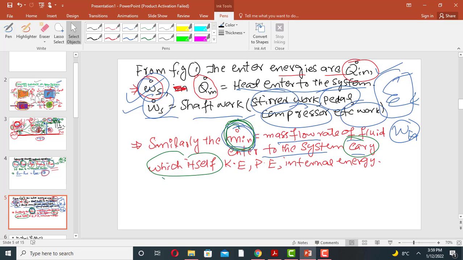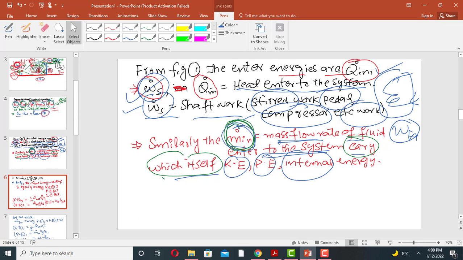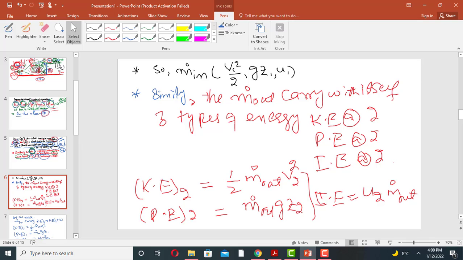Similarly, the mass flow rate of the fluid which enters the system carries with itself kinetic energy, potential energy, and internal energy. The mass of the fluid entering the system, per unit time, is denoted by m dot. This dot is for per unit time. And this is the velocity of the fluid which enters the system at point number 1.